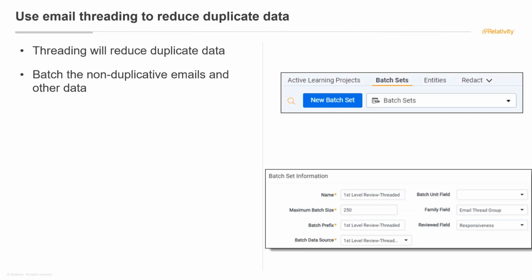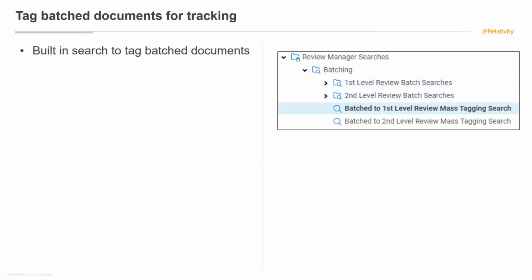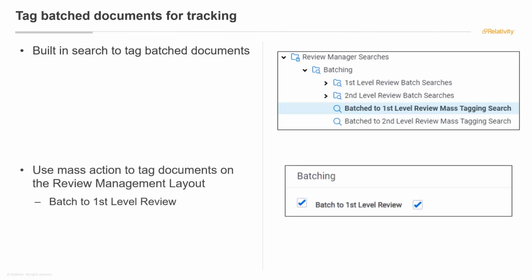Email threading will reduce duplicate data when you batch the non-duplicate email data and other documents for first-level review. To help you keep track of what documents are in the review batches, you can tag them. Although the step of tagging the documents as batched to first-level review is not required, it is useful to assist in tracking the batched and reviewed documents. Run this built-in search to locate the batched documents. Then you can use this field to mass tag the batched documents for easy tracking.